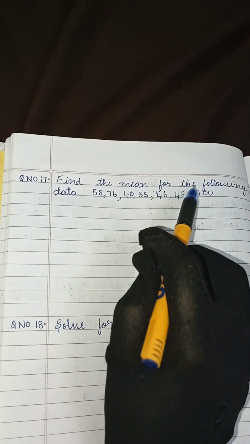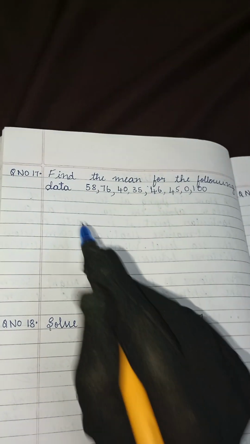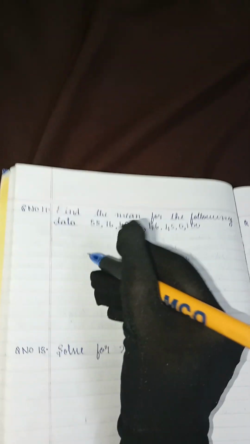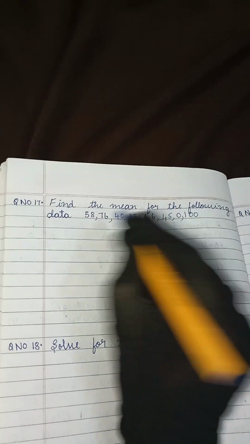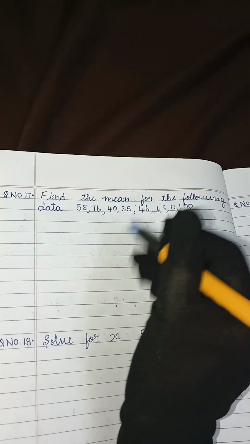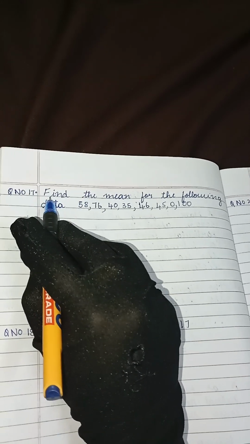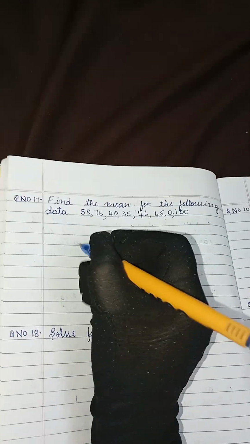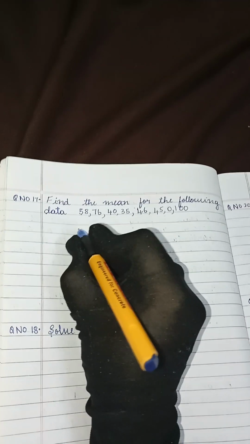Find the mean for the following data. So the data is given. We have to find the mean of these data given. So to find the mean, we have to add all these numbers and divide the sum by how many numbers they have given. So find the mean for the following data. This is the data given. We will add this data.